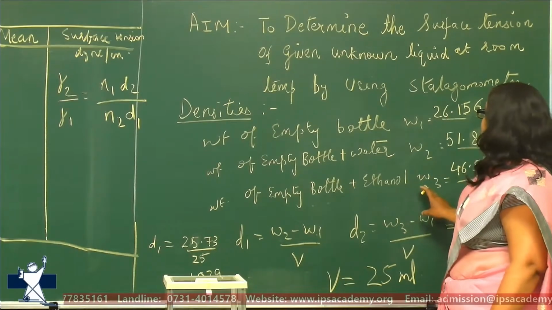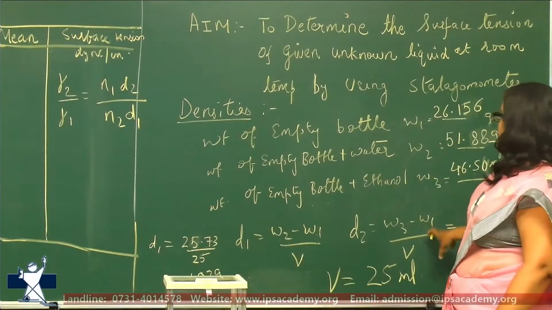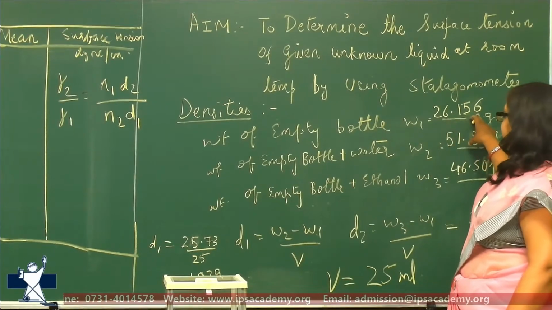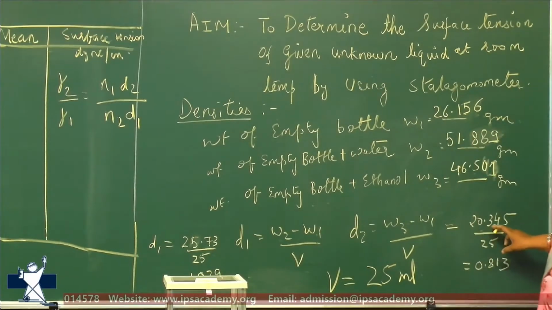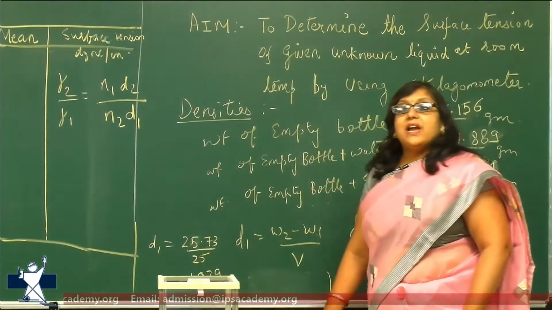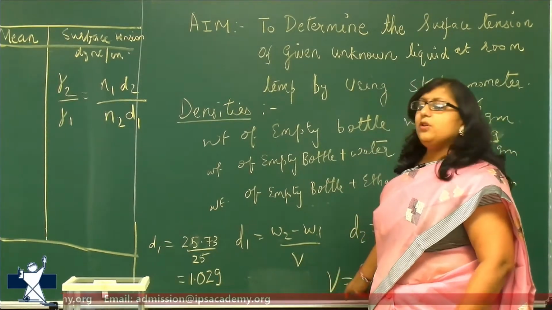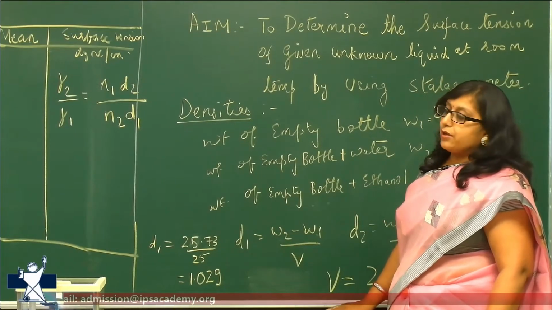So the weight of the ethanol W3 is 46.501 and W1 is 26.156. After subtracting, we get 20.345, and we divide it by the volume, that is 25. So we get D2 equal to 0.813. Now we have calculated both the densities. Now it's time to calculate the number of drops.